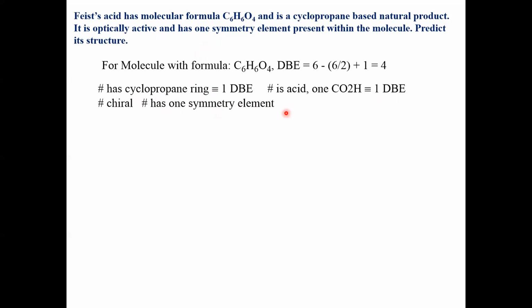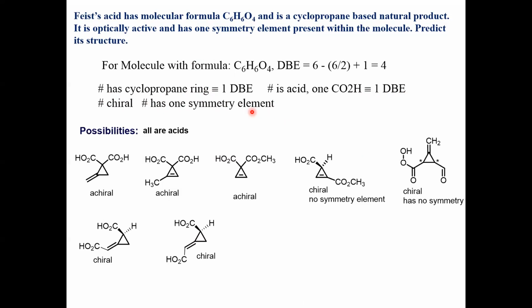So one symmetry element is present. What symmetry elements are possible in a molecule that is still chiral? That has to be a C2 symmetry axis. Now let us think about the possibilities. What are the possibilities? All should be acids, right? Because the problem is about Feist acid.